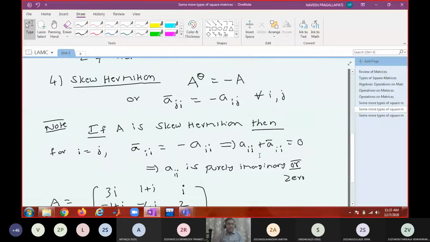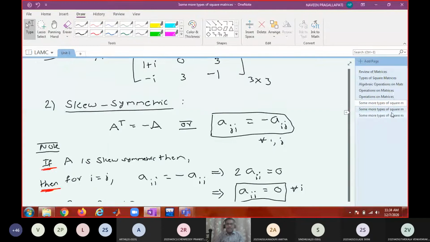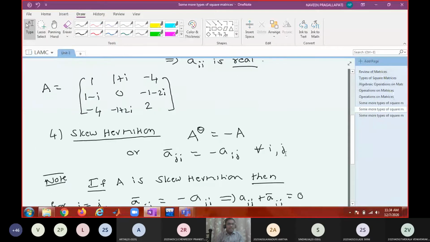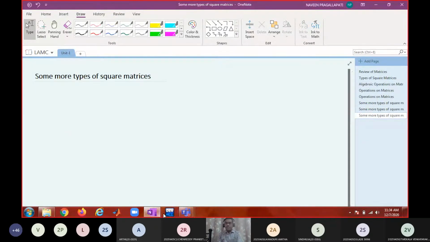Before going to that, let me write down two more definitions which are needed for the course. We discussed symmetric matrix, skew symmetric matrix, and then Hermitian matrix and skew Hermitian matrix, and some properties. Okay, write down the next definition. Next definition is orthogonal matrix.